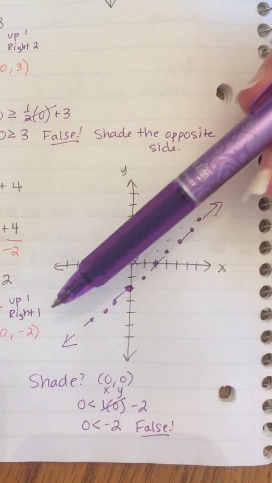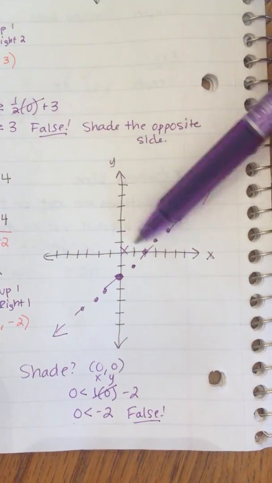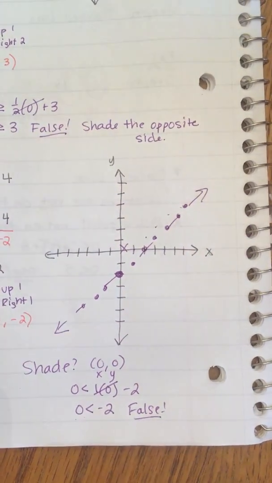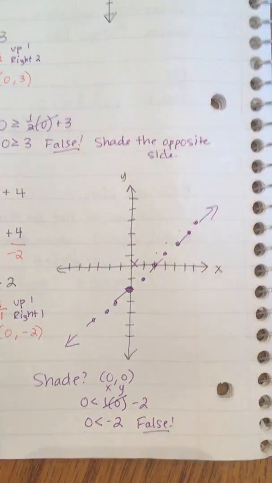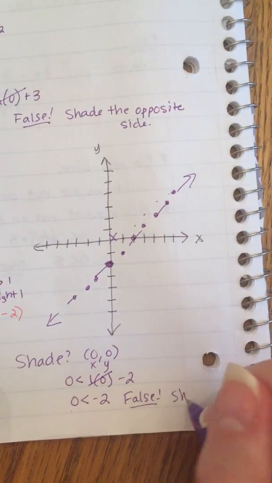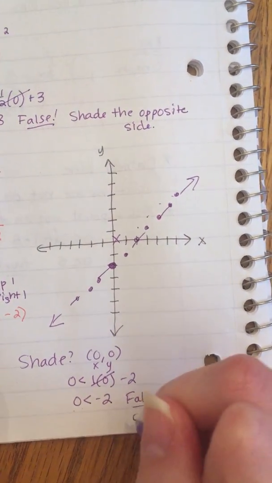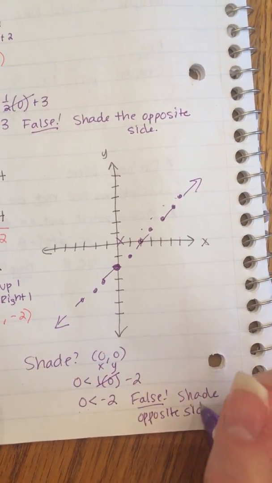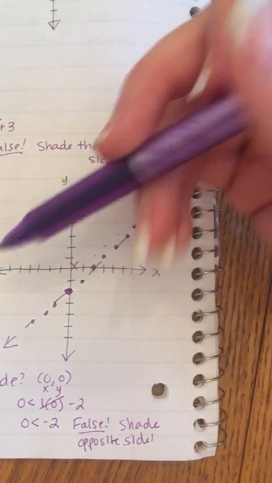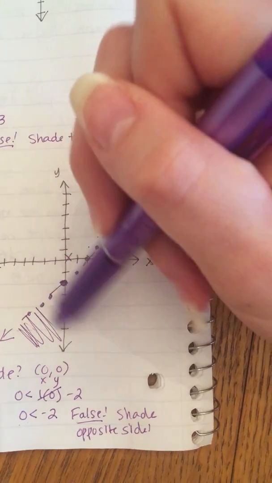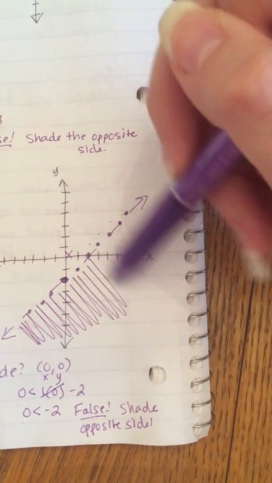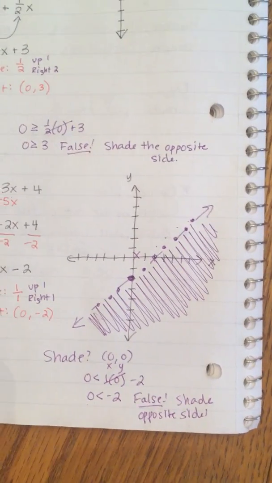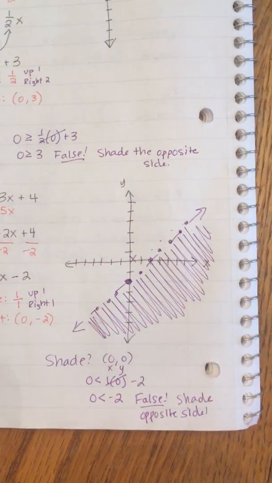So am I going to shade the side with 0, 0 if it's a false statement, or am I going to shade the opposite side? If it's false, you shade the opposite side. So we're going to end up shading below the line. Okay, that is it for our notes today.